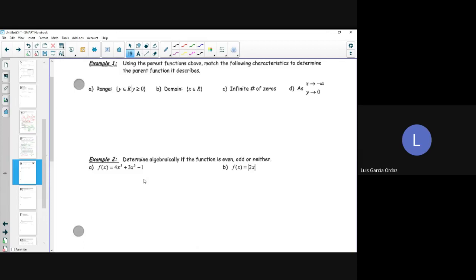This is going to help you for the even odd stuff, but we're going to do this first. Using the parent functions from the first page of the notes, what parent function has a range of y such that y is greater than or equal to 0? X squared, the parabola. So we have f of x equals x squared. What else? The square root. Absolute value.